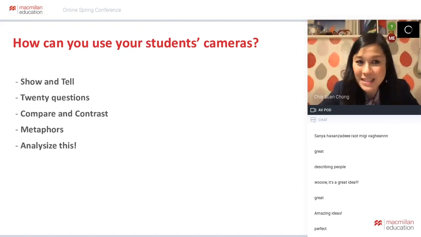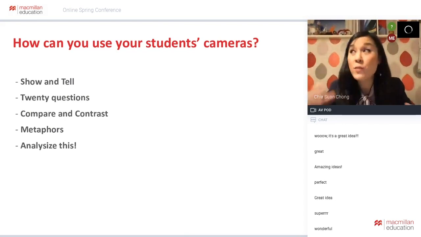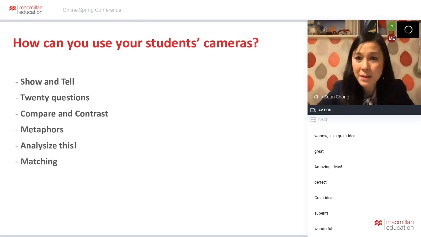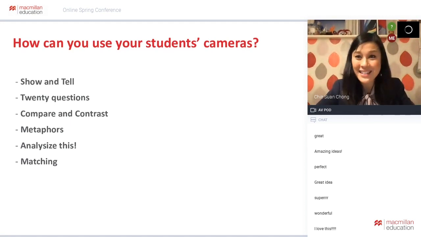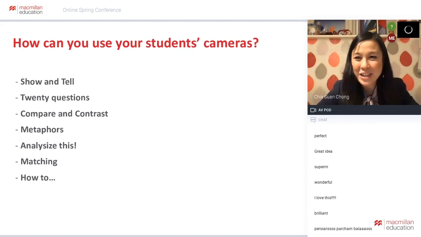Analyze this. Sorry, the spelling mistake is there. I noticed that now. Take a photo of an advertisement, a poster, get them to analyze it. What are the marketing messages? Do it as a matching exercise. You know, here are the different photos from the different phones. Which photo do you think belongs to which student? Let's match it up.